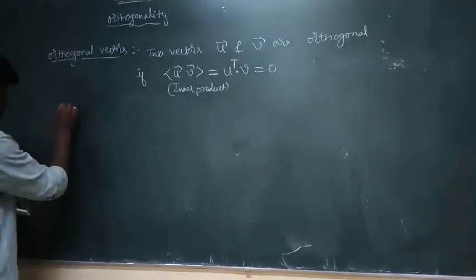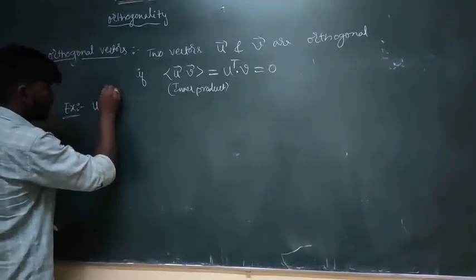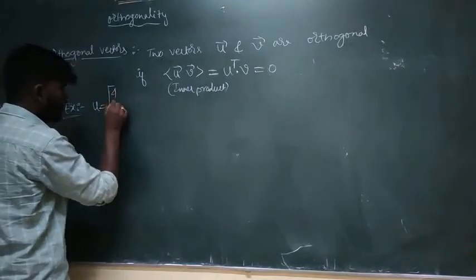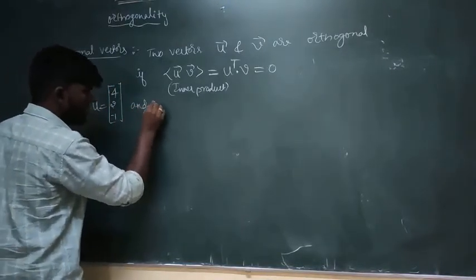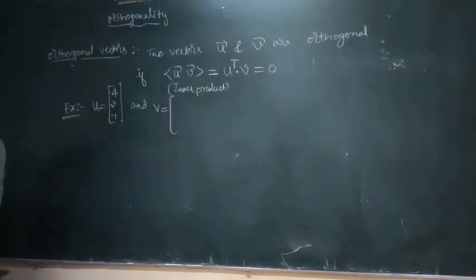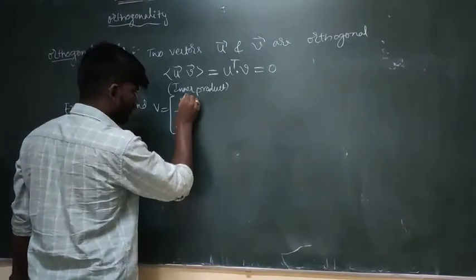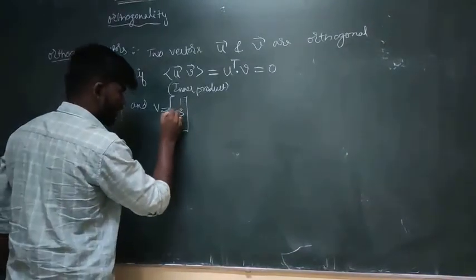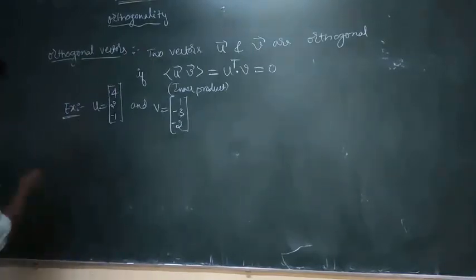Let's take an example. Let u be 4, 2, minus 1 and v be 1, minus 3, minus 2. Then check whether these two are orthogonal or not.